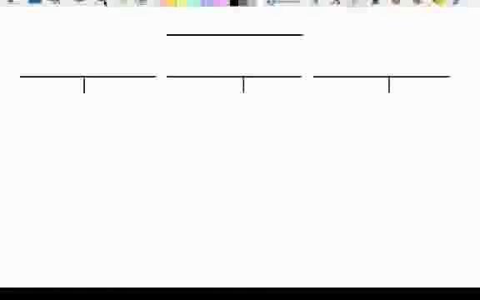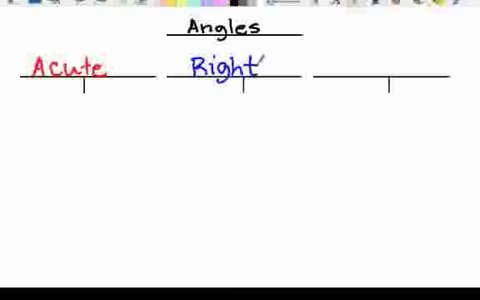So let's get started with our trusty and everybody's favorite, the tree map. So at the top of the tree map is the word angles. Now if you want to recreate the tree map, you may, but you don't have to because you'll have it here. Okay, angles. There's 3 kinds of angles. There is acute angles. There are right angles and obtuse angles. Those are the 3 kinds of angles.